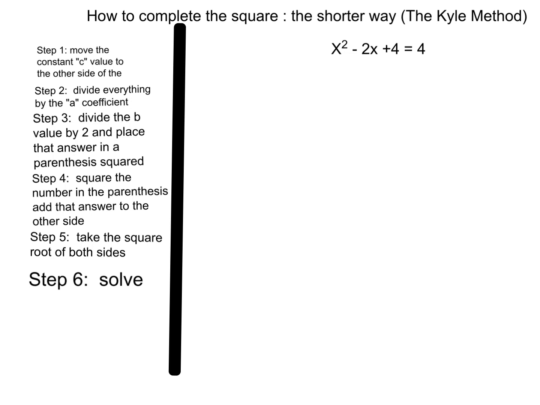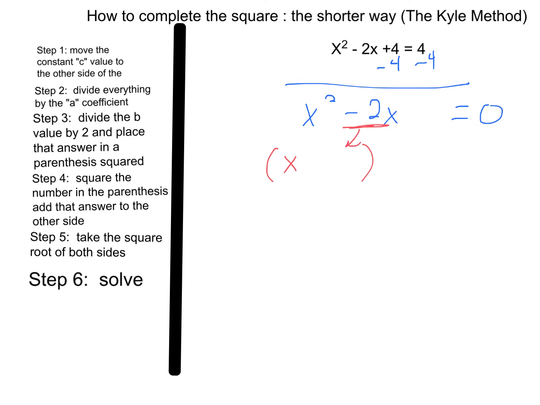Alrighty folks, I'm back. Alright, so let's see what we can do here. First things first, let's minus the constant away, so minus the 4. X squared minus 2x is equal to 0. Alright, our next step, let's get the square half, or the half squared technically in the Kyle method. Now we're going to take this, divide by 2, so you get x minus 1 squared is equal to 0.